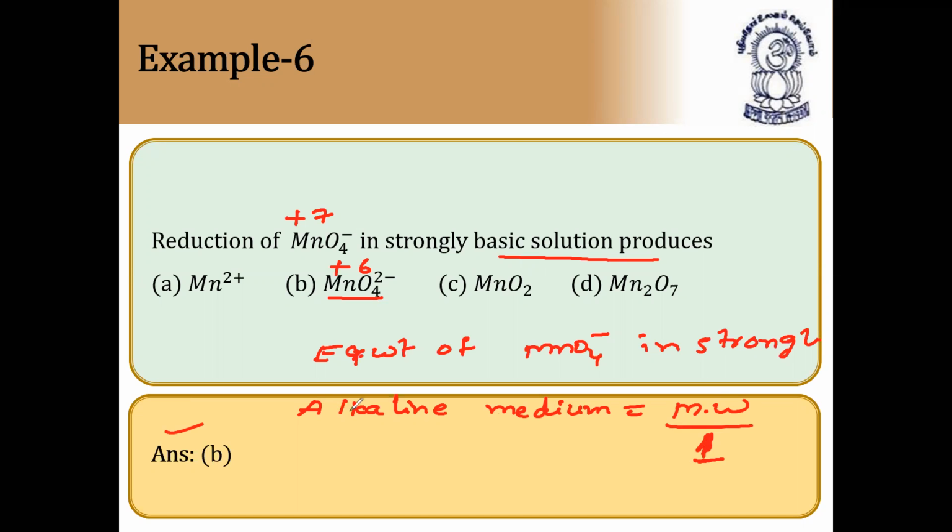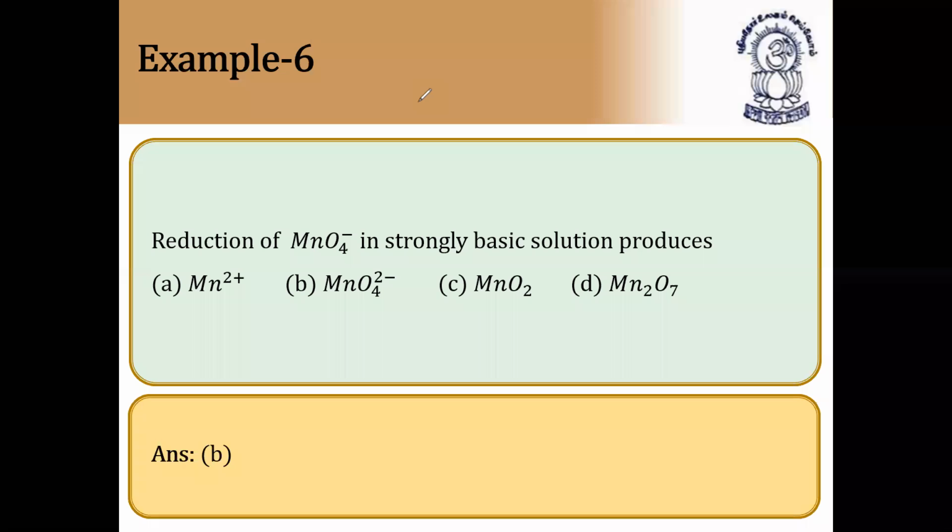Please note down this. Equivalent weight of permanganate ion in strongly alkaline medium is equal to molecular weight by 1, because MnO4 minus changes to MnO4 2 minus, that is plus 7 changes to plus 6 only. Next, continuation.